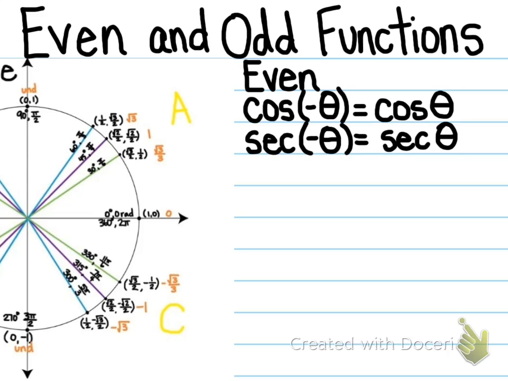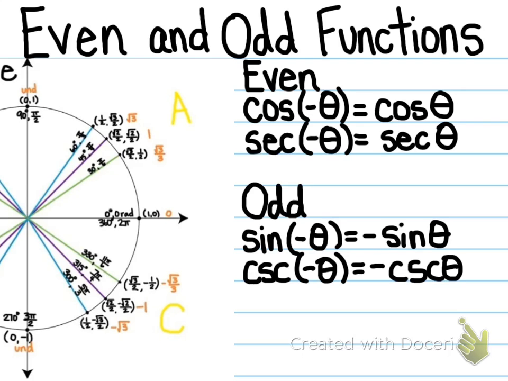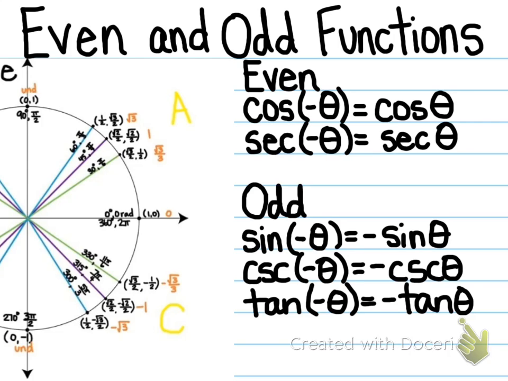Okay, the rest of the trig functions are odd functions. So if you notice the sine and the tangent in quadrant 1 and quadrant 4, those are opposite signs. Whatever they are, they're an opposite sign. So for the sine of a negative angle, it's going to equal the negative sine of that angle, or the opposite. Okay, that's true of its reciprocal, cosecant. It's equal to the negative cosecant value. Tangent of a negative angle is equal to the negative tangent value. And then cotangent of a negative angle is equal to the negative cotangent value.